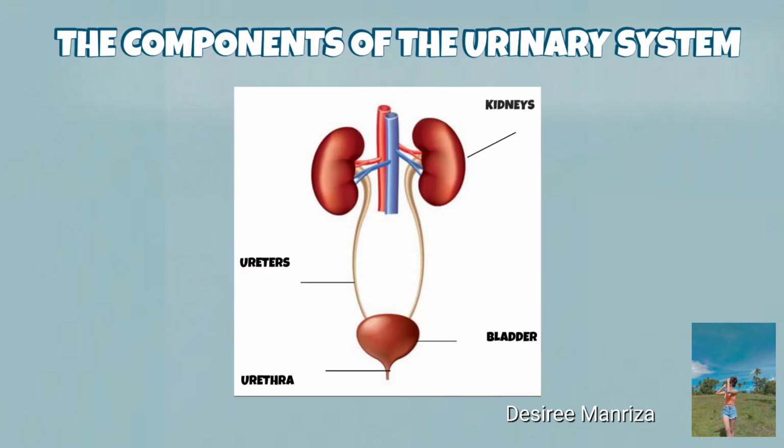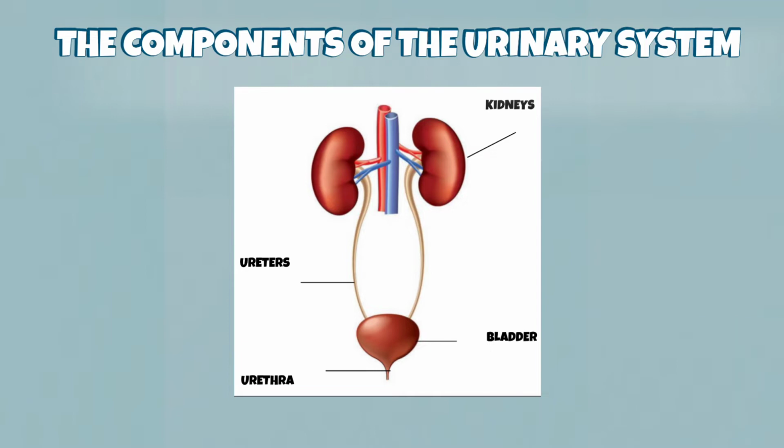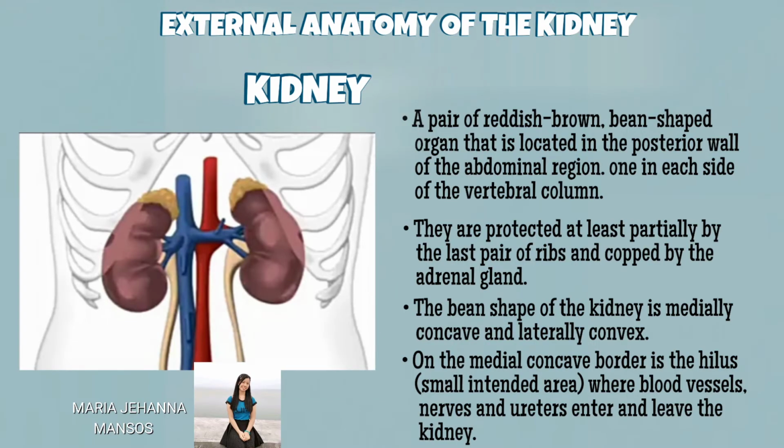So, as we can see, we have here the components of the urinary system. We have also the two pairs of ureters, the bladder and the urethra. So these components of the urinary system play a vital role in excretion. So, we will be discussing the two kidneys, the two ureters, the bladder, and the urethra by their functions and by their importance. Let us take first the external anatomy of the kidney.